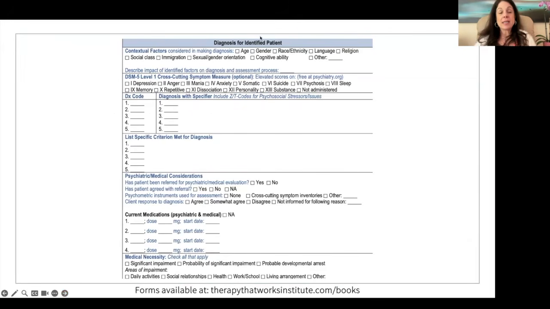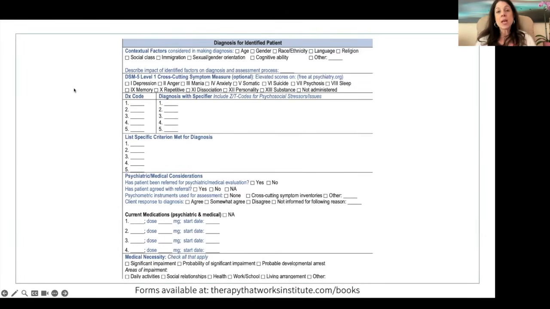So this is kind of a worksheet almost in terms of helping you diagnose. It's checking off the things you thought about before making the diagnosis, such as age, gender, race, ethnicity, language, religion, social class, immigration, sexual and gender orientation, cognitive ability. If you use the cross-cutting symptom measures, which are free with the DSM, you can see at psychiatry.org, you can check off which of the 13 scales they actually scored high on. And then you would list out the diagnosis code with the diagnosis and the specifier.